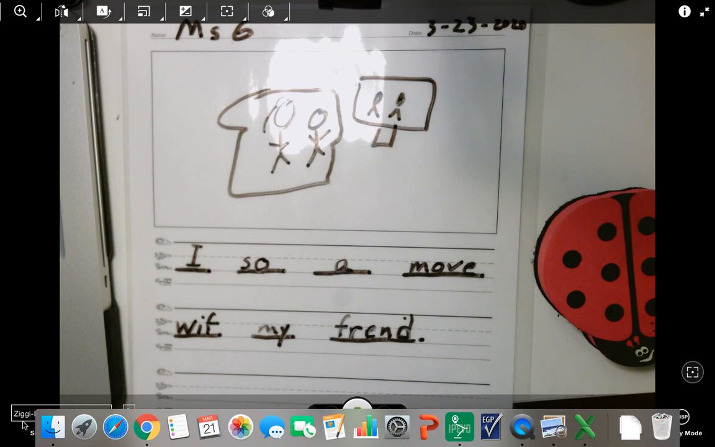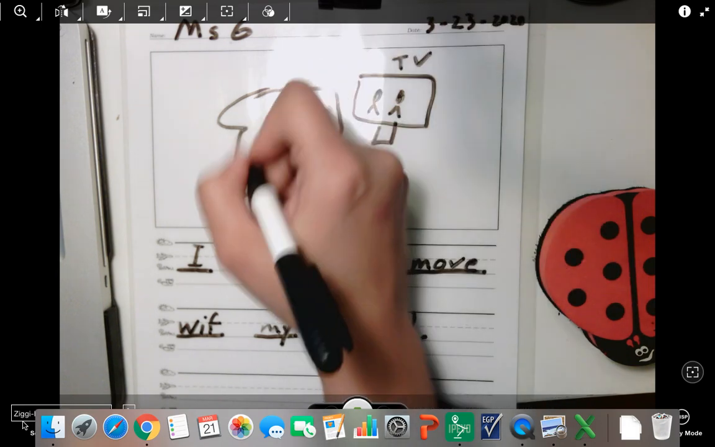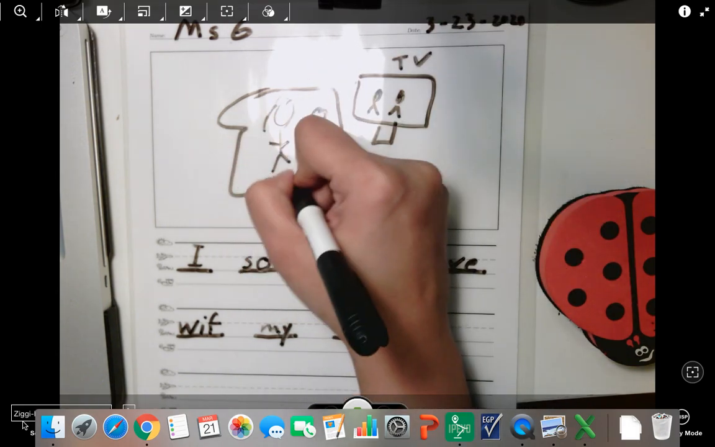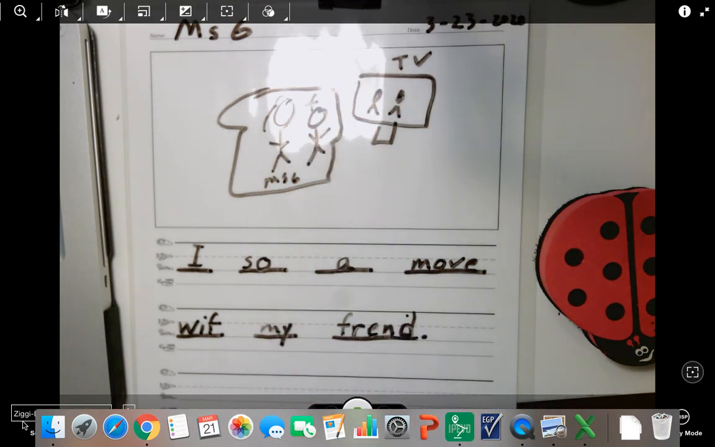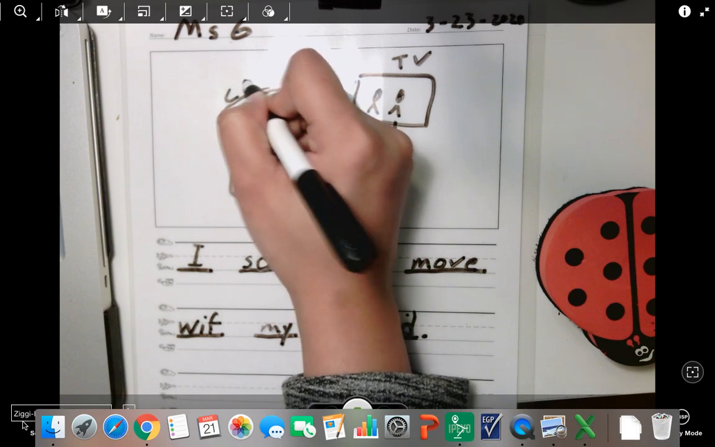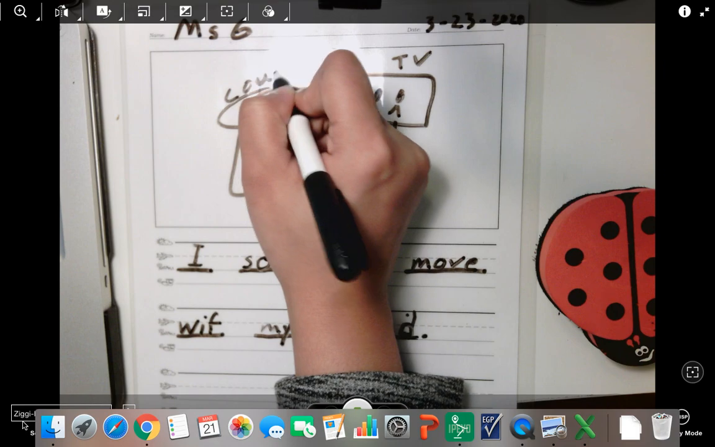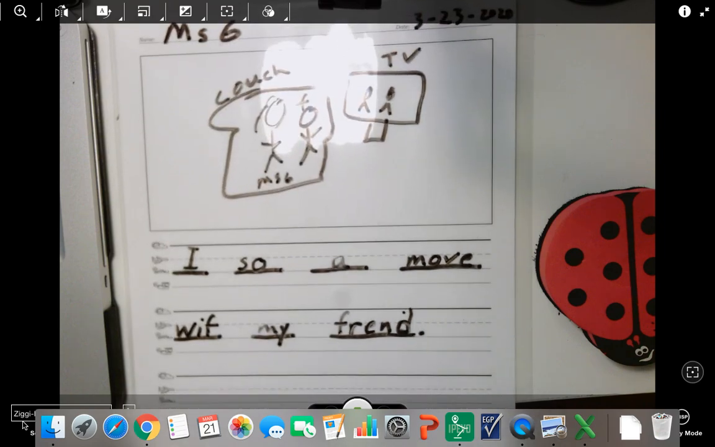Now, what do I need next? Yes, labels. I have a TV. I have Miss G. I have my friend. I have a couch. And the reason Miss G does this is because she wants to sound out her words. That's why she says all that stuff. So if you also have time, you can color. That's up to you. But this is what Miss G needs to see.